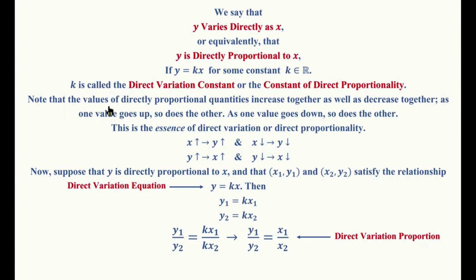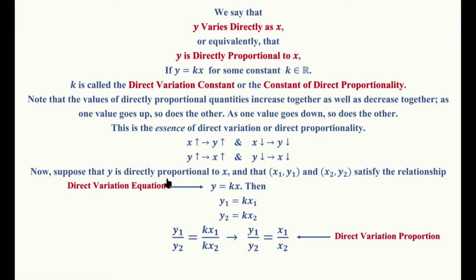Note that the values of directly proportional quantities either rise together or fall together. That's the real essence of direct variation. Direct variation is a relationship between quantities that increase together and decrease together. As one goes up, so does the other, and as one goes down, so does the other.